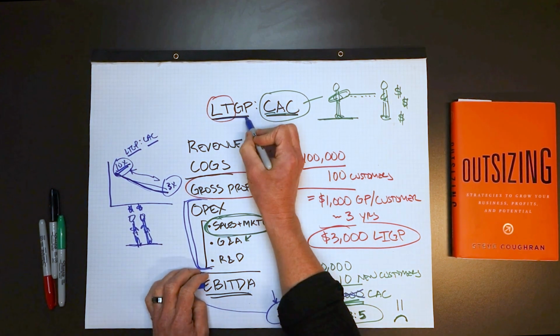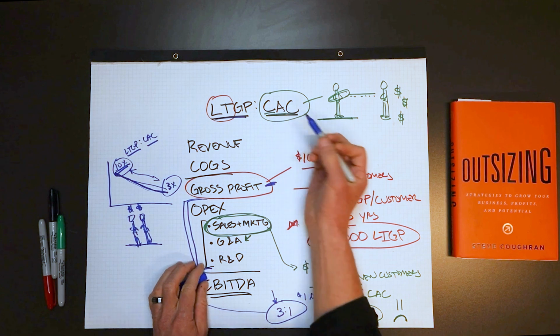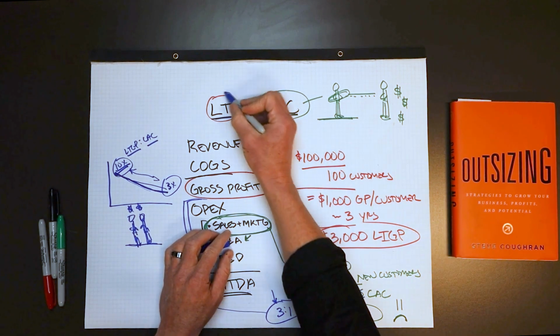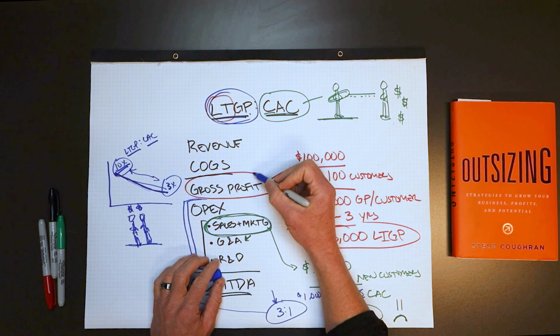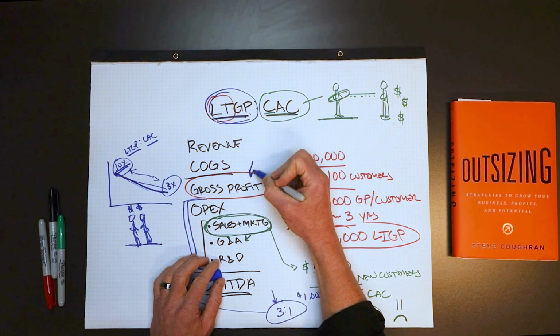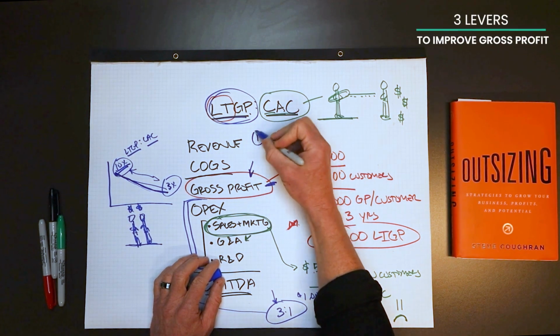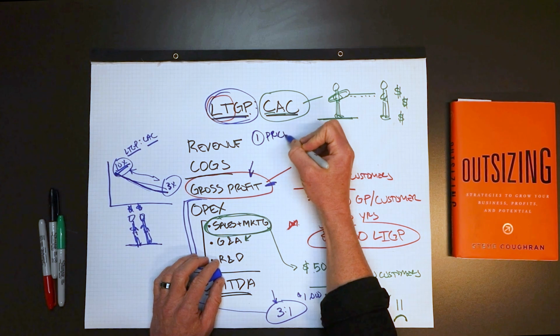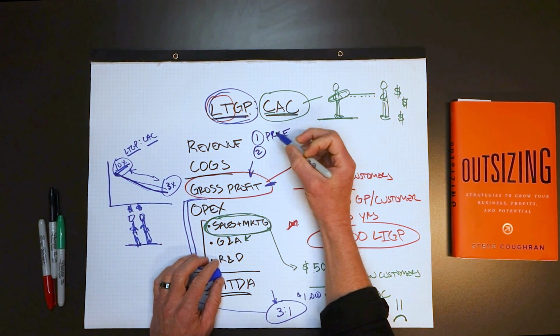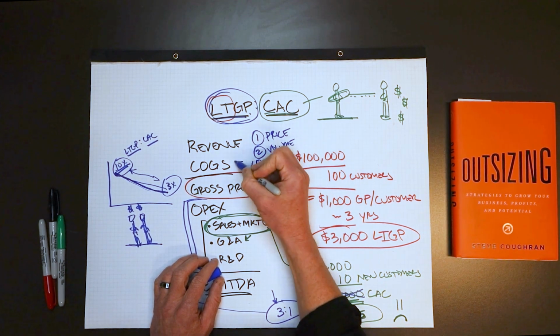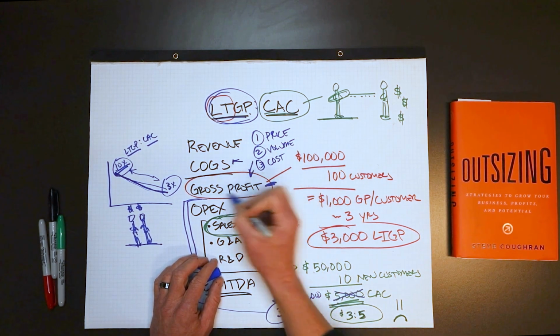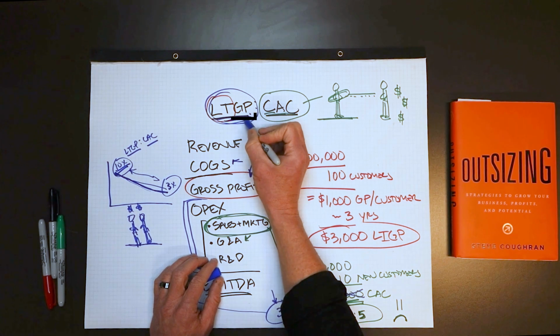If you want to improve the ratio, let's just say your ratio is terrible. Well, one thing you can do is increase your LTGP. And how you do that is you improve your gross profit. There are 3 levers to pull. Number 1, you can raise your price. Number 2, you can do more volume. Or number 3, you can be more cost efficient with your cost of goods sold. Those are your three levers to improve gross profit.